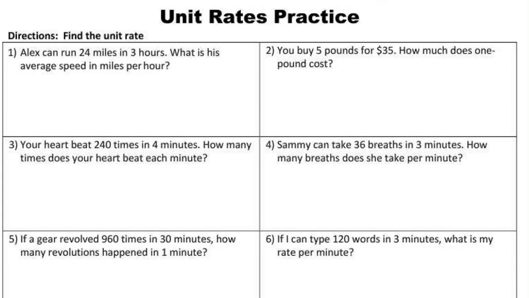So what I want you to do is, let's start with number 1 and number 2. Find the unit rate. So for number 1, I want to know how many miles per 1 hour. And for this one, I want to know how much does 1 pound cost. So go ahead and pause. I want you to see if you can figure those two out on your own. Go back and look at the other examples if you need to.